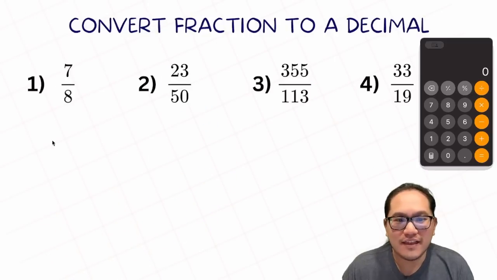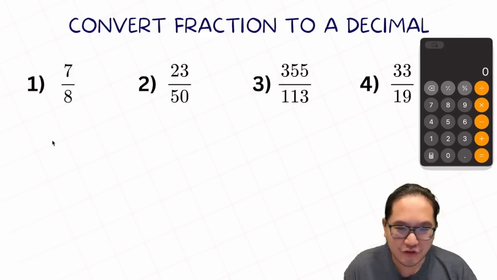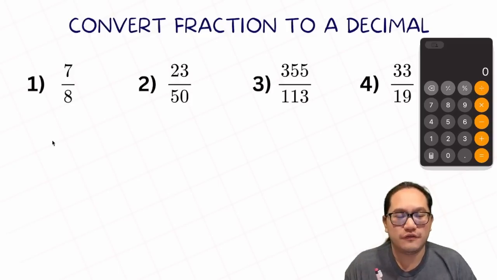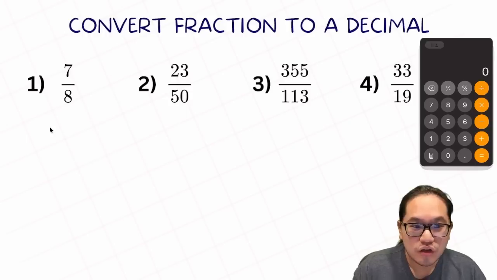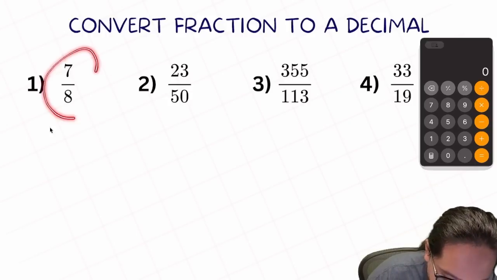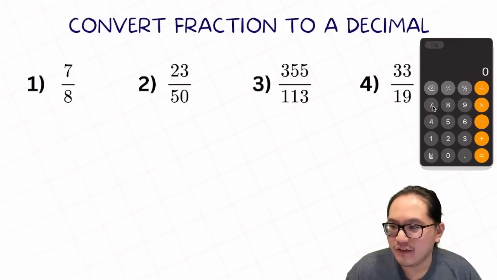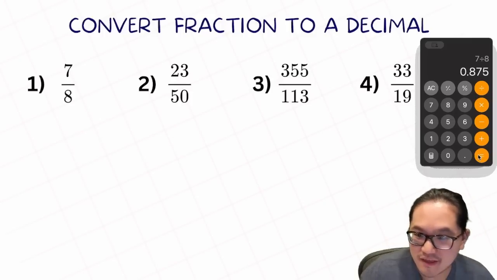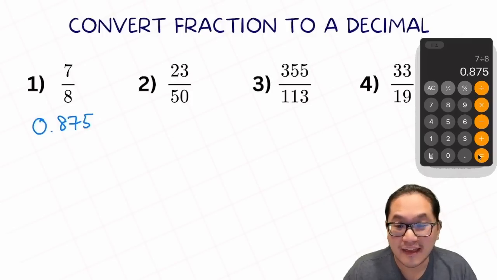So now the next thing is we need to learn how to convert fraction to decimal. There are 2 ways to do it. Since in your exam, you're going to be given a 4-function basic calculator, a lot of these questions can be answered with a calculator. So let's see how this works. For our first example, we got 7 over 8. All you need to do on your calculator is 7 divided by 8 is equal to 0.875. So the correct answer is 0.875.